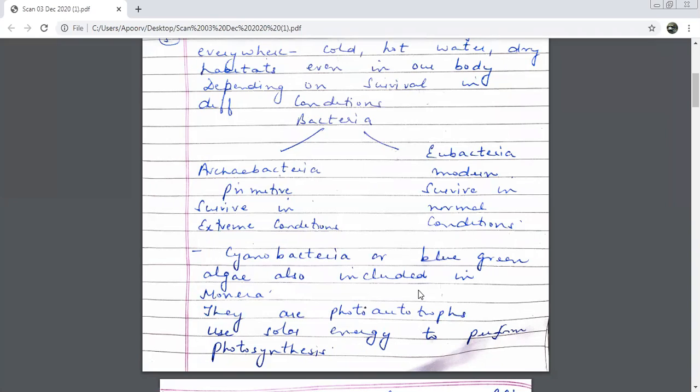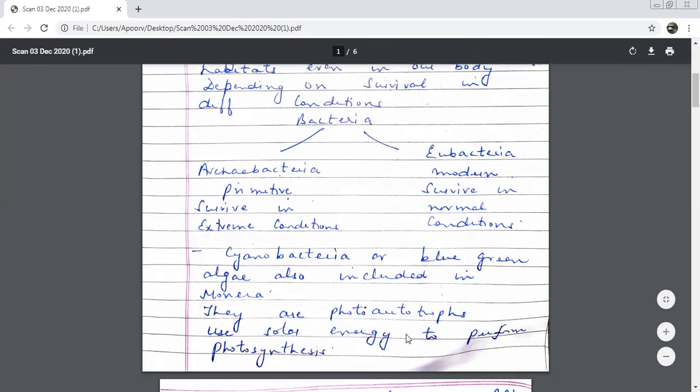So these bacteria contain colored pigments. Which are the two main colored pigments present? Blue and green. Simple. They contain colored pigments, blue and green. And because of the presence of chlorophyll, a green pigment, in abundance, they can photosynthesize. So cyanobacteria, blue-green algae, are also included in Monera.